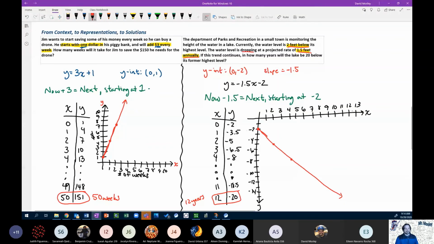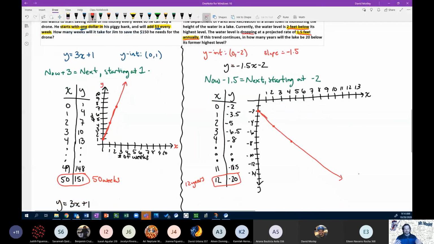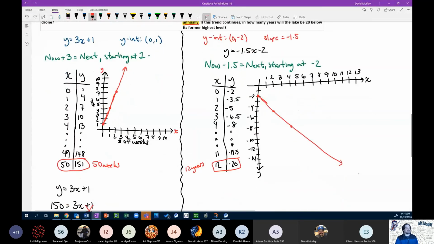And again, the graph could be used in the same way. We would need a little bit more of the graph, and we need to draw it a little bit more accurately than by freehand. We'd want to use graph paper and such, or use Desmos. And we would be able to go to 12 years here, or start at -20 down here somewhere, and follow it over, and we would cross the line at 12.